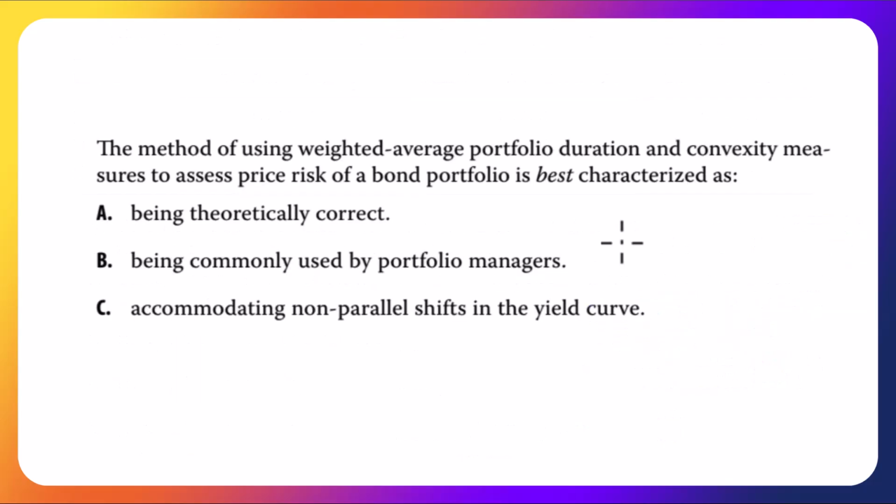The method of using weighted average portfolio duration and convexity measures to assess price risk of a bond portfolio is best characterized as being theoretically correct. No, it is an approximation. It is not the theoretically correct way. Being commonly used by portfolio managers. Yes, because it's super easy to do. Accommodating non-parallel shifts in the yield curve. Well, whenever we're talking about duration, we're still talking about levels. We're still talking about parallel shifts in the yield curve. We can get rid of that. B.